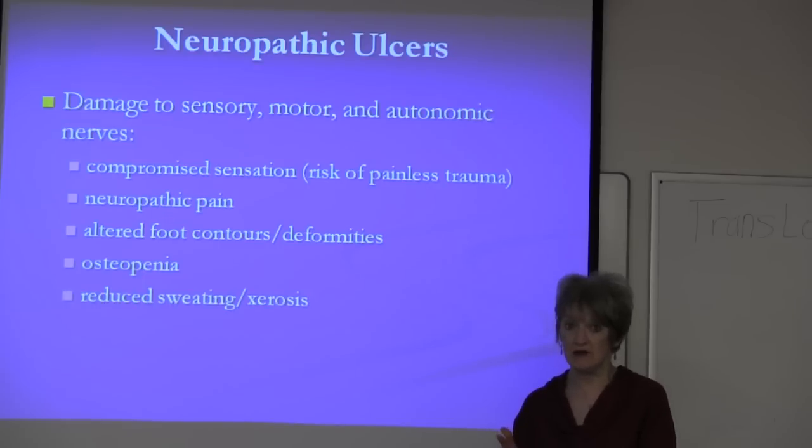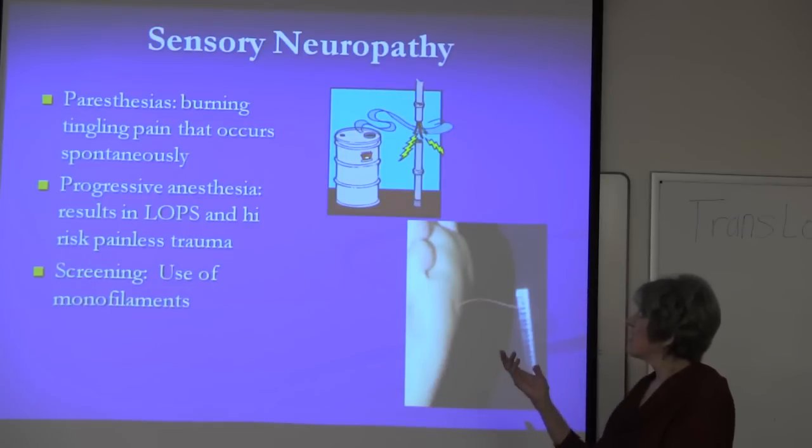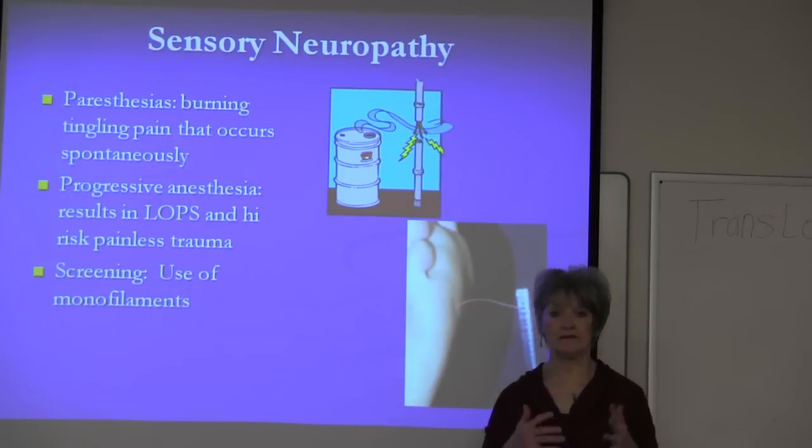So we're going to talk about sensory neuropathy and how it presents, what the impact is, how you screen for it. We're going to talk about motor neuropathy, the impact, how you screen. We're going to talk about autonomic neuropathy, impact, and how you screen. And then we'll kind of put it all together, talk about neuropathic ulcers in general in terms of management guidelines. So let's talk first about sensory neuropathy.